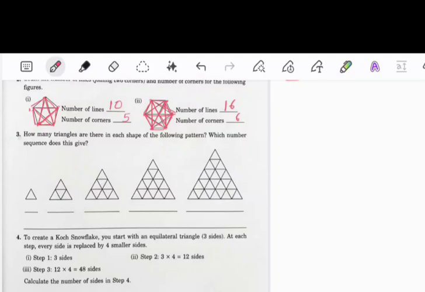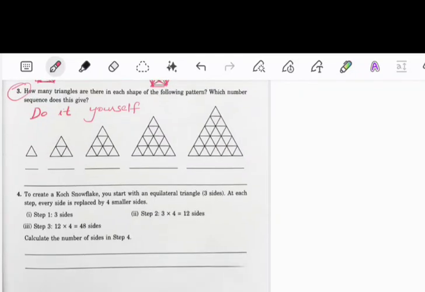So the next question you can do by yourself. How many triangles are there in each shape of the following pattern? Which number sequence does it give? You can do this question by yourself, okay? Let's move to question number 4.